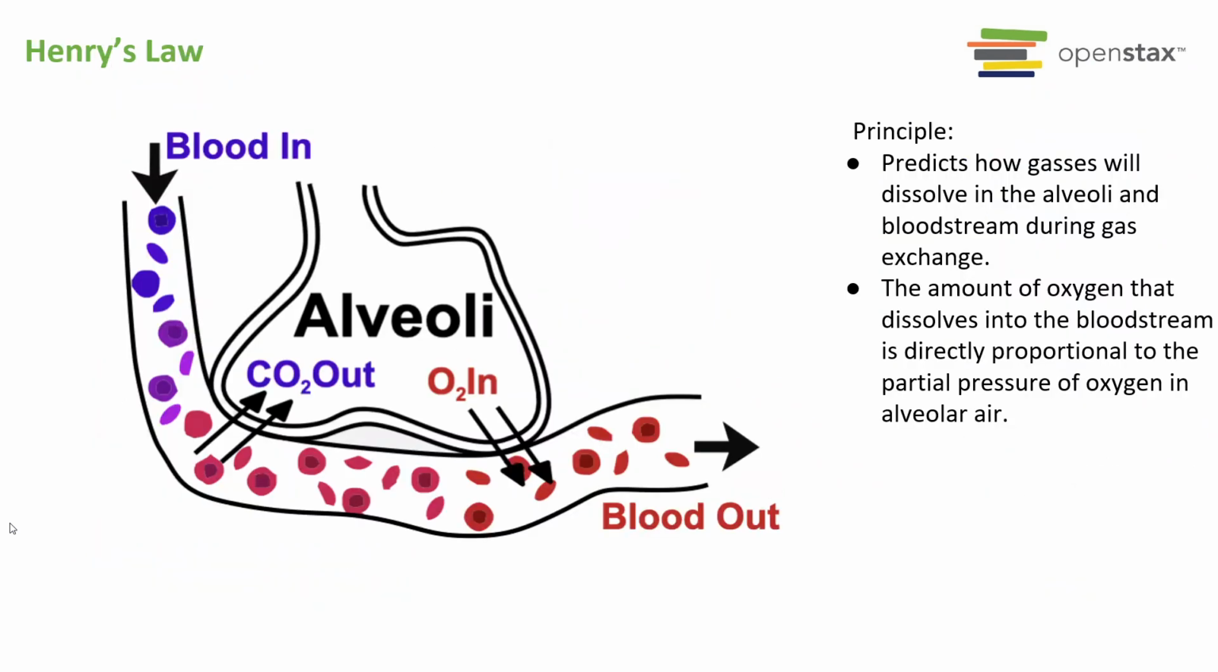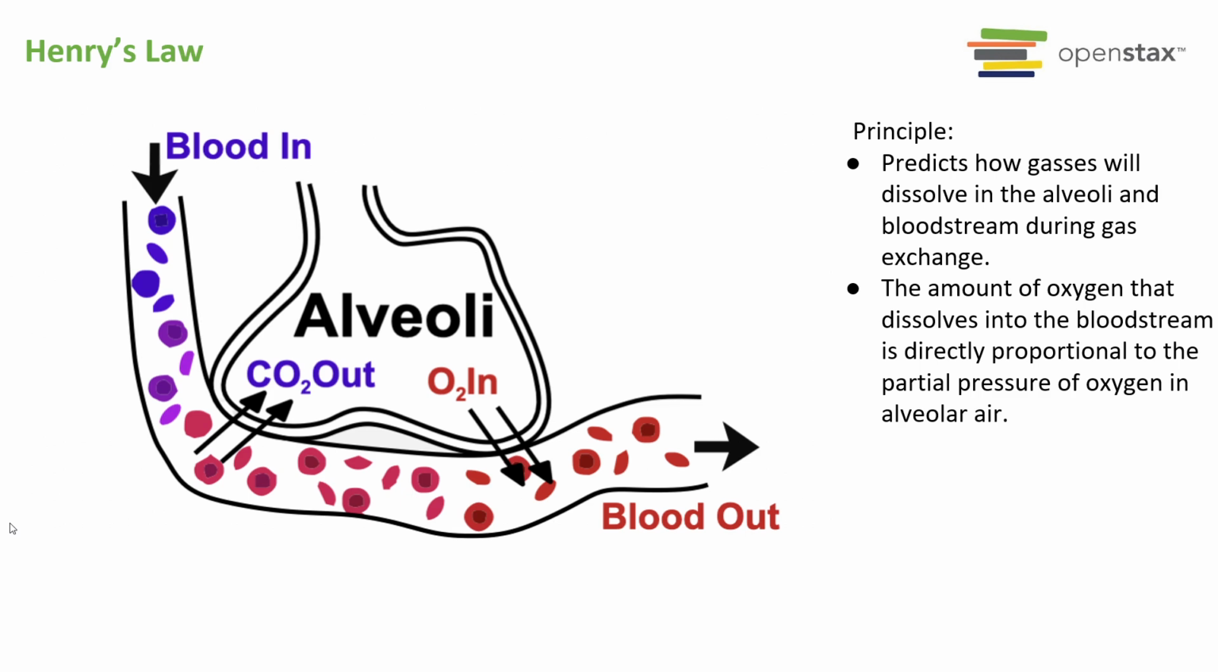On the next slide here, what you can see is this ventilation and perfusion matching with blood passing by the alveoli, allowing for carbon dioxide to leave and oxygen to make its way from the alveoli into the blood for adequate perfusion. And this brings us to the concept of Henry's law.